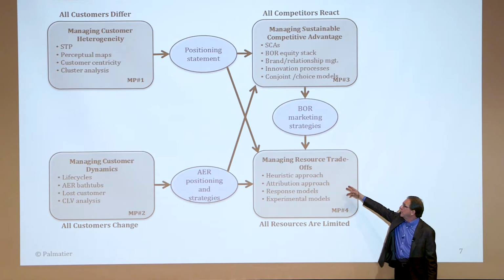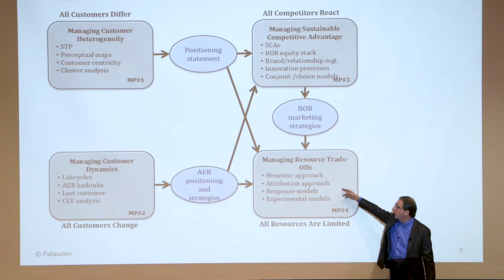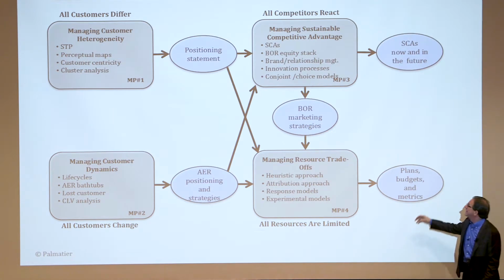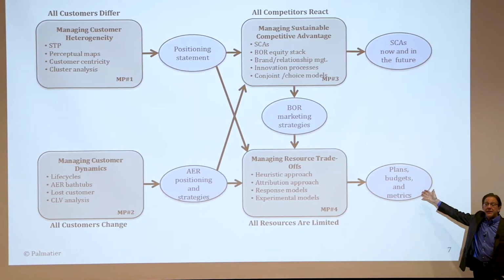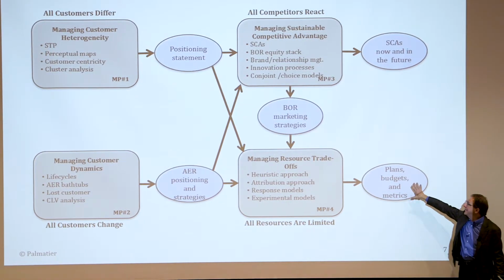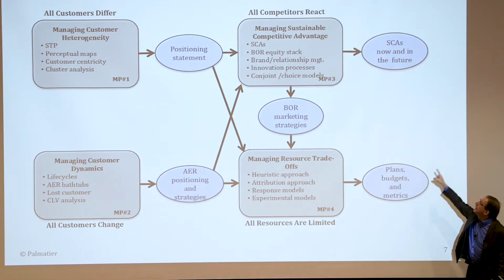So how do I manage resource trade-offs? Ideally I use an attribution approach, using response models and experiments. What is the output of this? I get plans and budgets, so I know how I'm going to spend my money. If I have a $100 million marketing budget, this tells me how to do it.